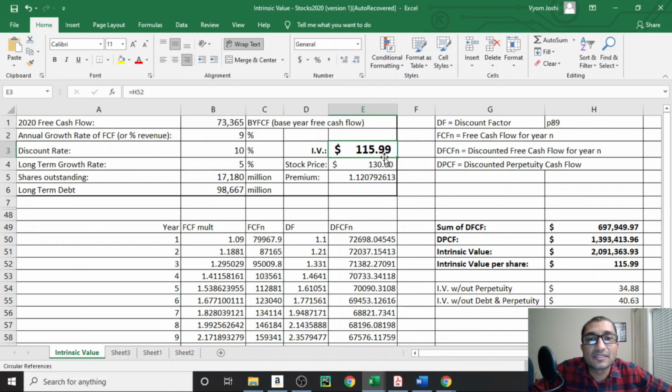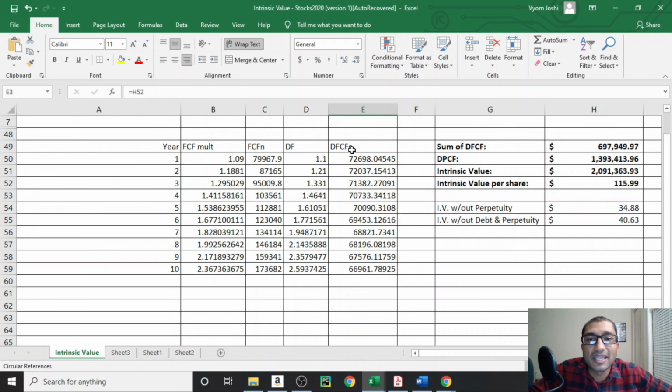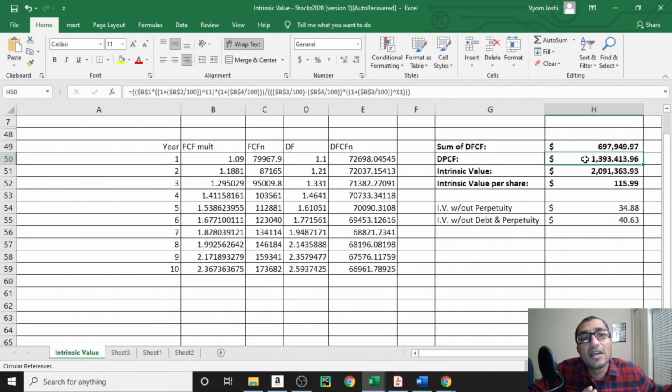The way we calculate this intrinsic value is we look at what the free cash flows would be every year for the next 10 years. We sum up all those free cash flows, which come out to about $697 billion. Then we look at what the free cash flows would be from the 10-year mark into perpetuity. We sum all those up to get the intrinsic value to be about $2 trillion. From this number, we subtract the long-term debt and divide by the shares outstanding to get the intrinsic value per share to be about $116 per share.